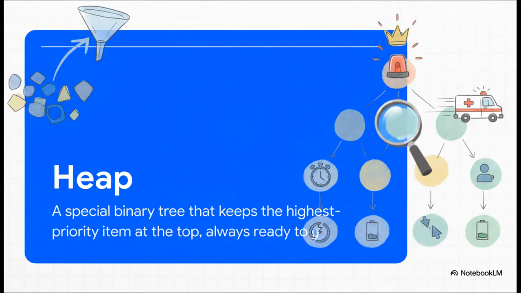So how do we actually build this digital ER? We use a heap. Now, a heap is a special kind of tree-based structure, and it is designed to do one job and do it perfectly, making sure the most important, highest priority item is always sitting right at the very top, ready to go.